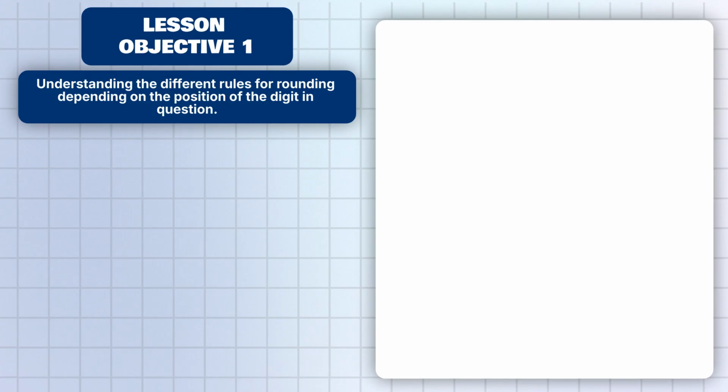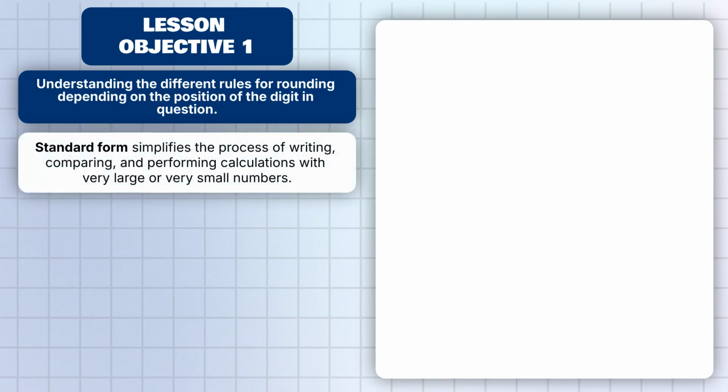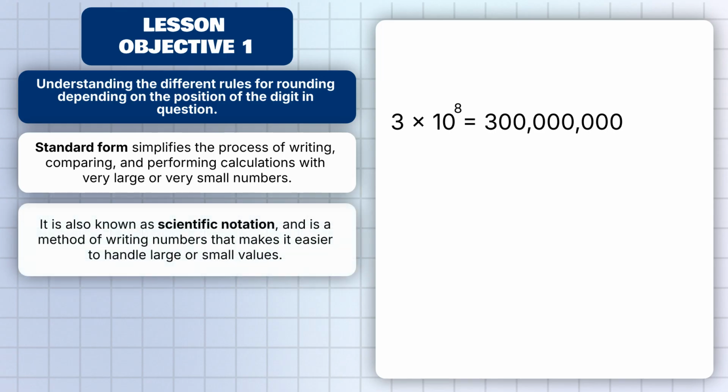Standard form is crucial in mathematics and science because it simplifies the process of writing, comparing, and performing calculations with very large or very small numbers. For example, it is far easier to work with 3 times 10 to the power 8 than writing out 300 million every time. Standard form, also known as scientific notation, is a method of writing numbers that makes it easier to handle large or small values.